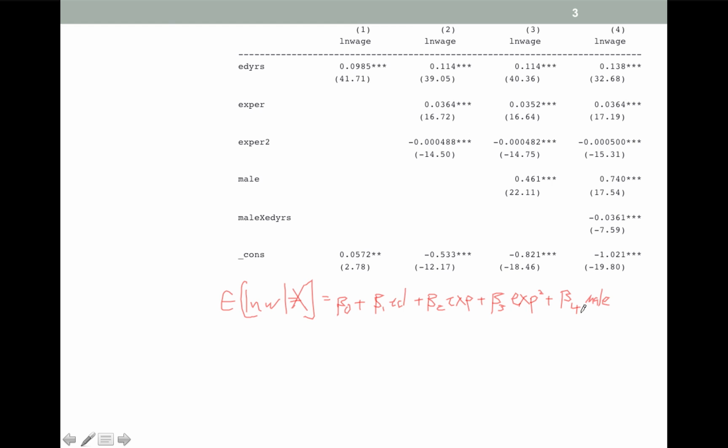Okay. In order to figure out what beta 4 means, we can't just differentiate with respect to male, because male is a dummy variable. It's not a continuous variable. All it takes is a 0 or a 1.